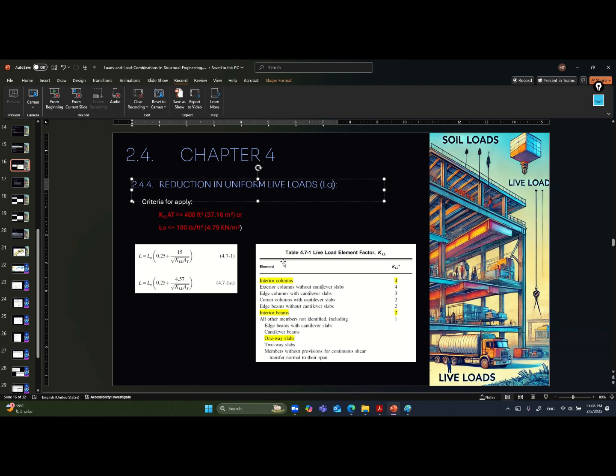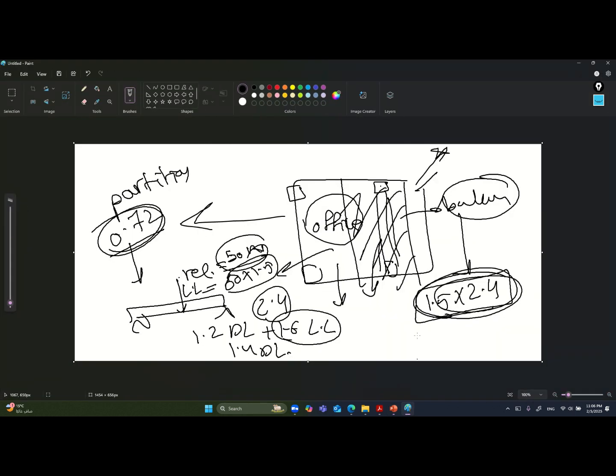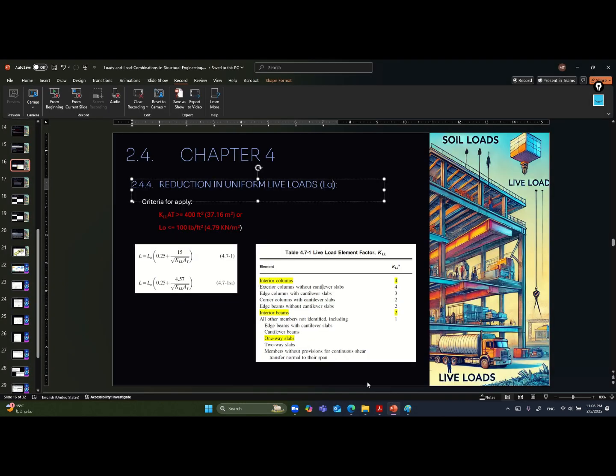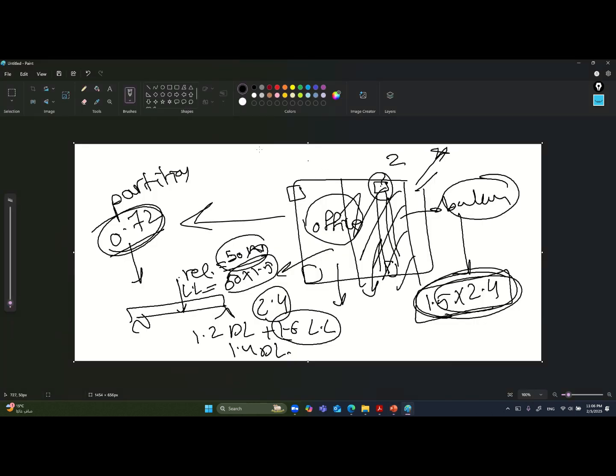The KLL factor depends on the element. If it is an interior column, then it will be 4. If it is an edge column with cantilever slab, it will be 3. If it is a corner column with cantilever slab, it will be 2. So in this exam, this one can be considered as 2. Edge beams without cantilever slabs. So you must understand this, and it depends on the case that you are going to use. This can be shown in the exam like this.